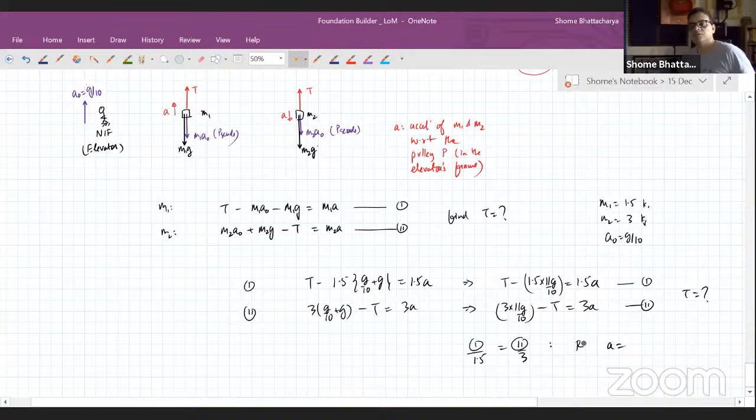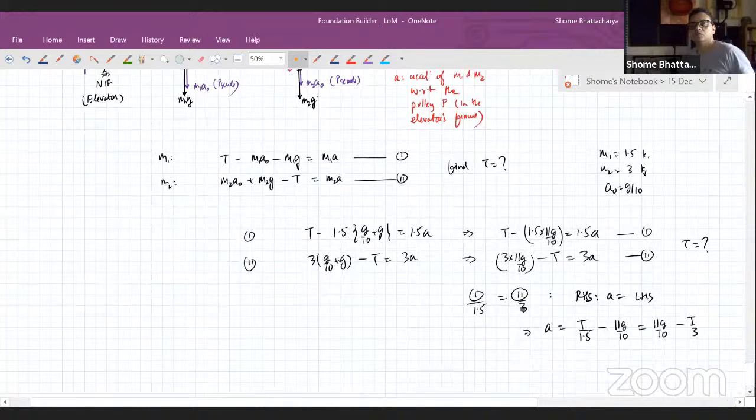The RHS for each equation, when you divide by 1.5, this one is a. You divide by 3, this one is a. So that should be equal to the left hand sides. So a should be T upon 1.5 minus 11g by 10, and on the other side that should be equal to 11g by 10 minus T upon 3. So from this now we can easily solve for T.